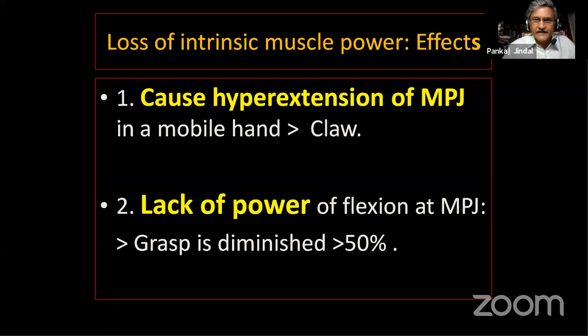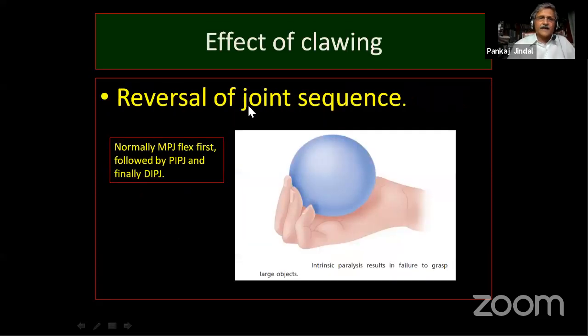So what is the effect of intrinsic muscle weakness? Either one thing, it causes hyperextension, and second thing is lack of power. We talked about hyperextension and how to prevent it. And second thing is the loss of power.